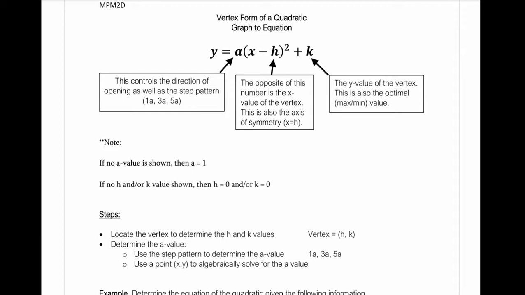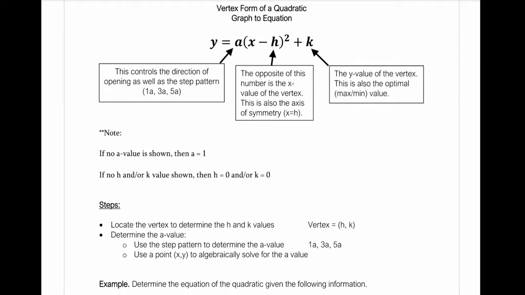So the steps to figure out the equation from a graph or from a scenario: there's two things we need, or technically 3 variables. We already talked about them, the a, h, and k. The h and k value is straightforward because it comes from the vertex. And the vertex is basically the point (h, k). The next thing we need is the a value.